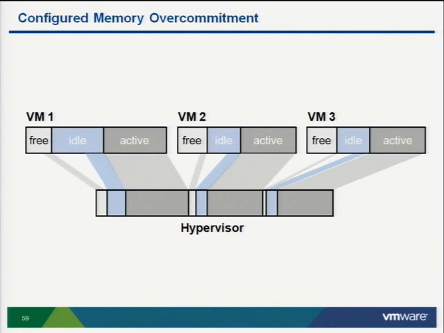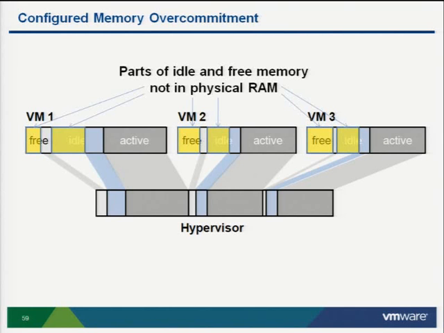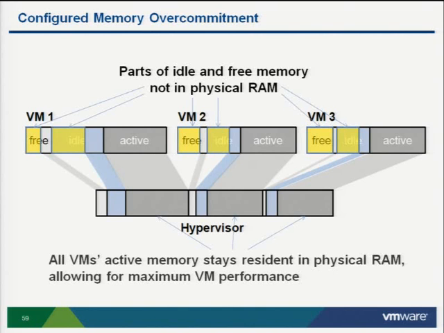Well, configured memory overcommitment. You see here that in physical RAM, we have some free memory, some idle memory, and some active memory. Parts of it are not in physical RAM, but the key is that all of the active memory is in physical RAM. And remember, from just a few slides ago, you saw the graph of Swing Bench. As long as its physical memory was still in RAM, you can balloon away all that extra stuff. Doesn't matter. Barely affects its performance.